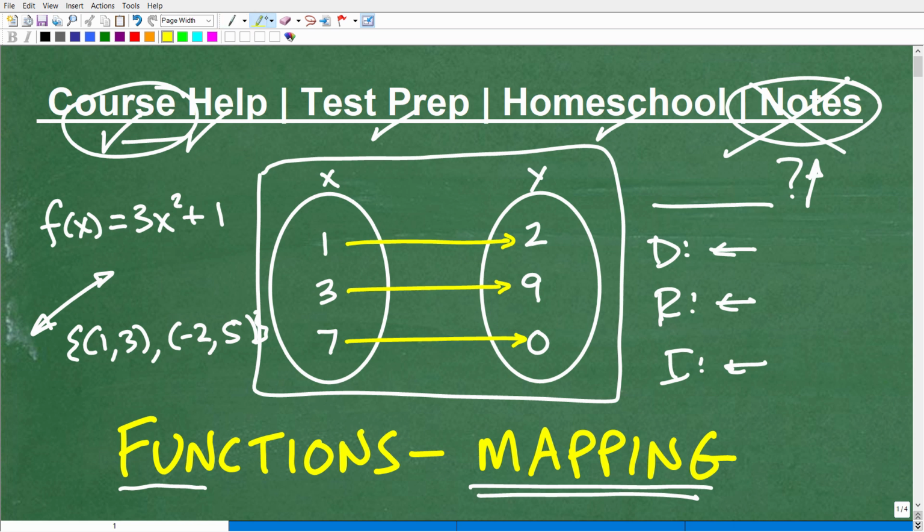All right, so again, if you know why this is a function, tell me why in the comment section, and then tell me what the domain and range is. I'm saying it is a function, but we're going to get into this now.